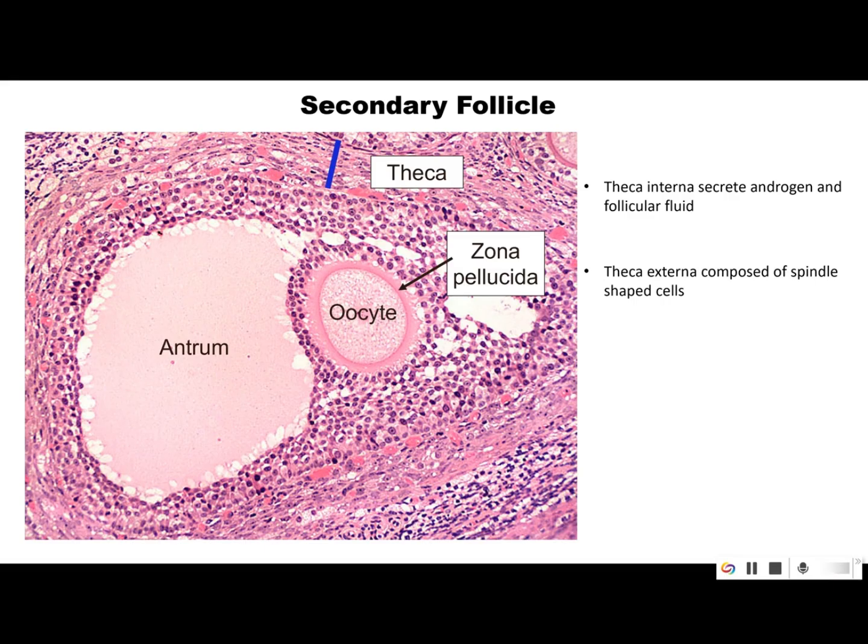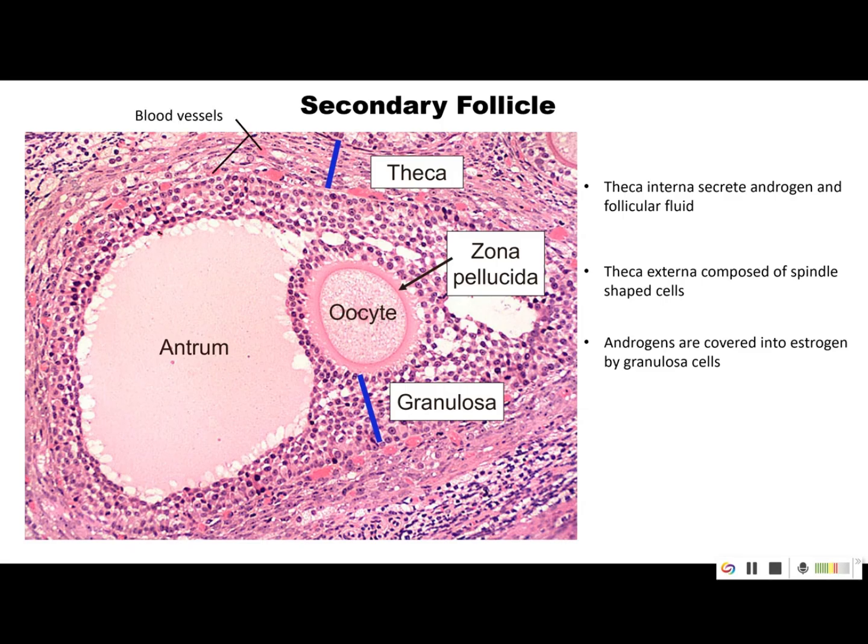The androgens are converted into estrogen by the granulosa cells. Estrogen enters the capillary bed within the theca and circulates throughout the body. Estrogen supports the growth of the endometrium after menstruation and maintains the function of reproductive organs and glands.